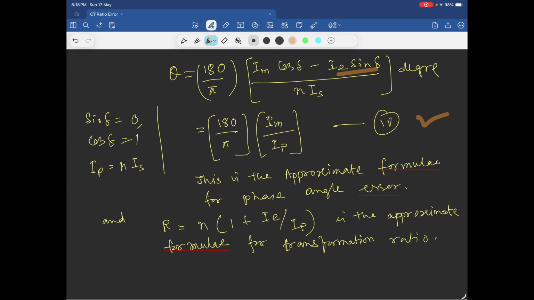And R is equal to N into (1 plus IE by IP) is the approximate formula for transformation ratio. So we can find out the ratio error and phase angle error.